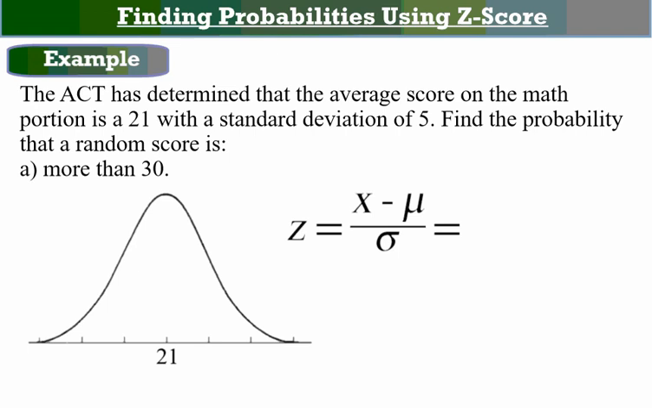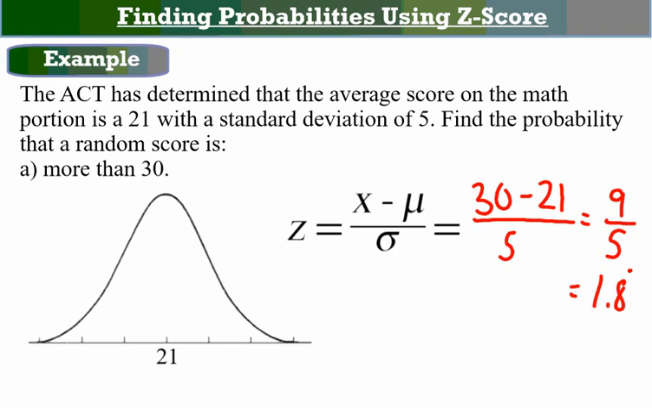Another example, the ACT has determined that the average score on the math portion is a 21 with a standard deviation of 5. What's the probability that a random score is more than 30? So calculate the z-score first. This is going to be 30 minus 21 all over the standard deviation of 5. So this would be 9 divided by 5. That's 1.8.